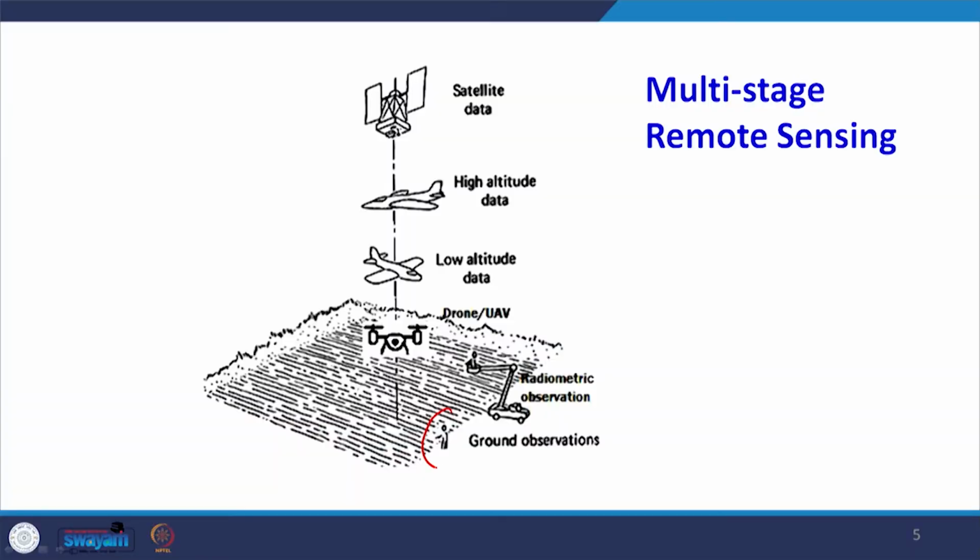Here we have the ground based observations, observation from a certain height from the same ground piece. Then we have the drone based observation, low altitude aircraft, high altitude, and finally the satellite data. So, we are looking at the same area on the ground, but the area covered at any given instant is different from the different platforms.